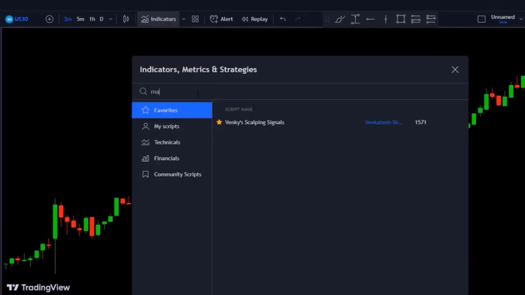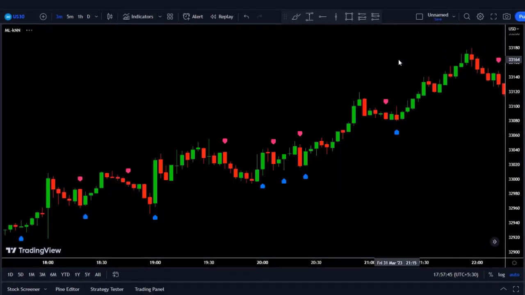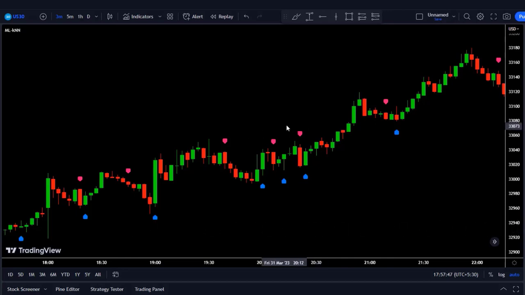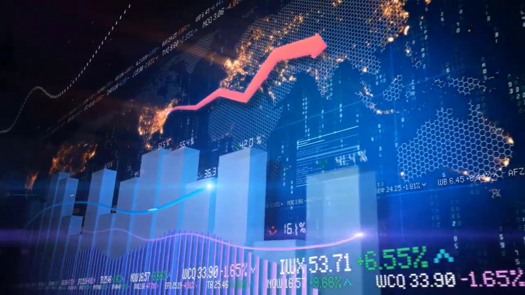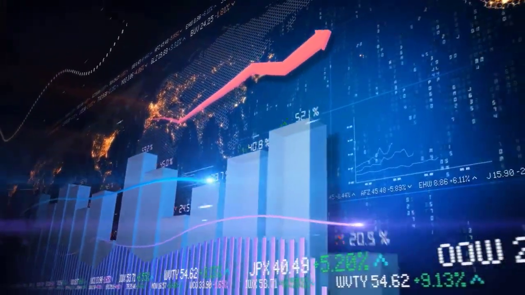So for the first indicator, let's add the Machine Learning KNN-based strategy. Let's thank the creator Capisimo for this amazing indicator. By using historical data to train the algorithm, the machine can learn to recognize patterns and predict future market movements with greater accuracy. KNN is a classification algorithm that determines the class of a data point based on its nearest neighbors in the feature space. In the context of trading, KNN can be used to classify whether a stock price is likely to go up or down based on its historical data.